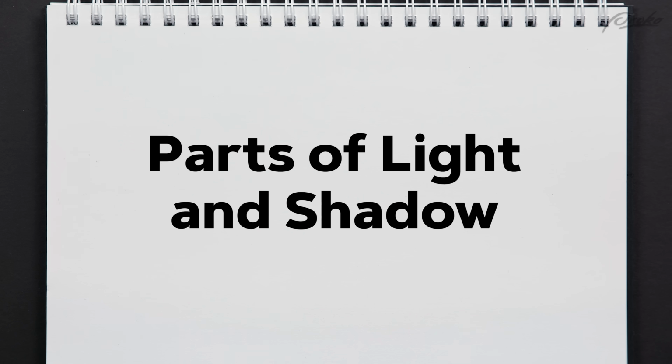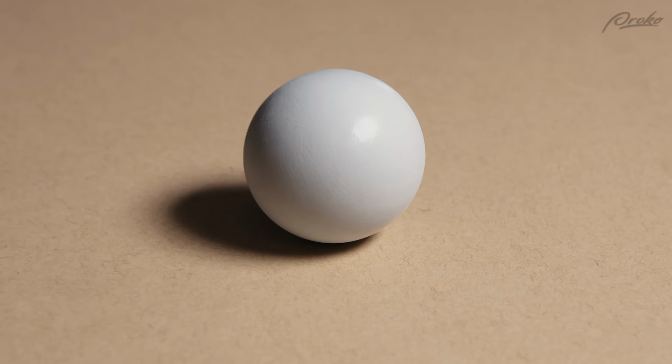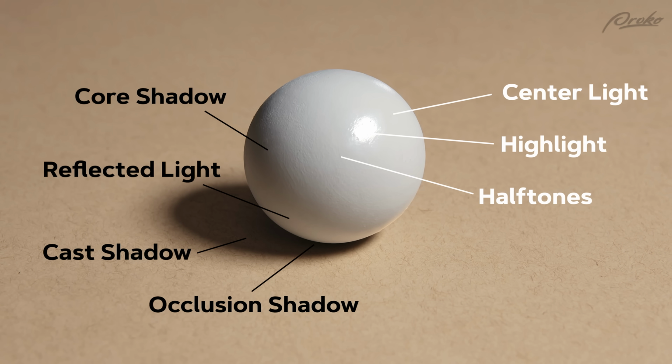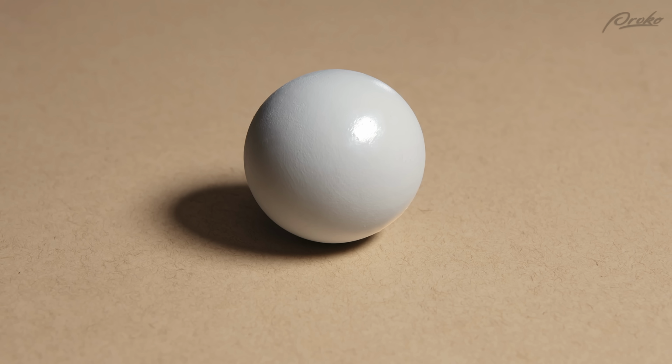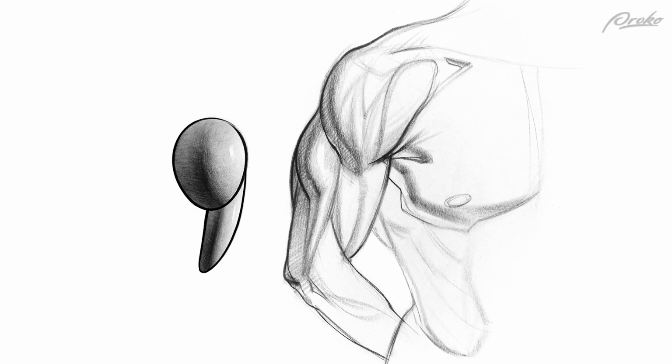Parts of light and shadow. Let's start simple. A sphere on a surface with one light source. Light on form is typically broken down into distinct zones. You'll see the divisions more clearly on simple forms with simple lighting. But once you get it, you can apply it to anything. Before we get into the details, let's quickly introduce the elements of light on form.